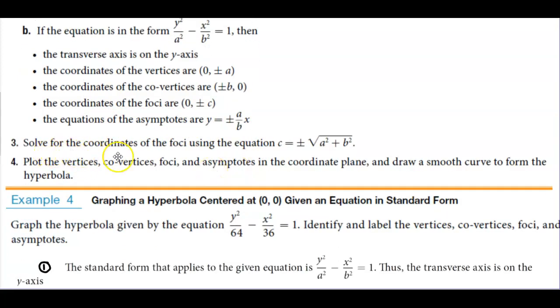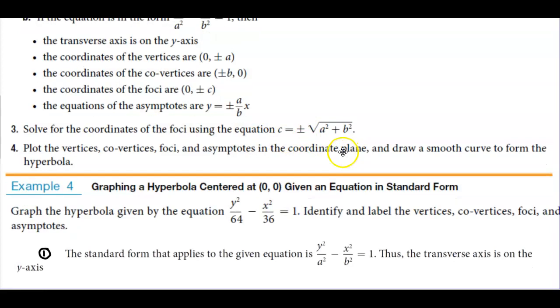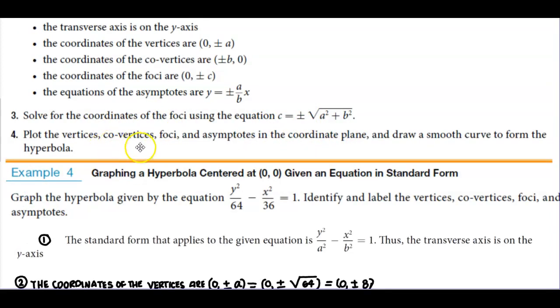Step 3, then we're going to solve for the coordinates of the foci using the equation c is equal to plus or minus the square root of a squared plus b squared. And then we're going to plot the vertices, co-vertices, foci, and asymptotes in the coordinate plane and draw a smooth curve to form the hyperbola.